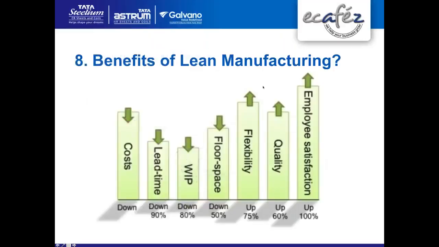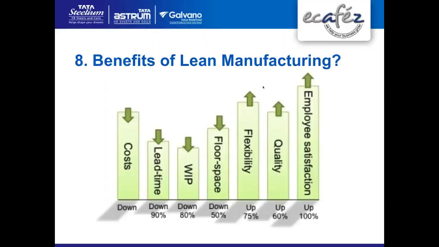So let's summarize the benefits of lean manufacturing. It brings down the cost, which is very important for profitability and the cost competitiveness of your products. It reduces lead time, right from order to production to delivery. Lead time has to be reduced. The longer the lead time, the more the cost. So just by compressing the lead time, you bring down the cost.